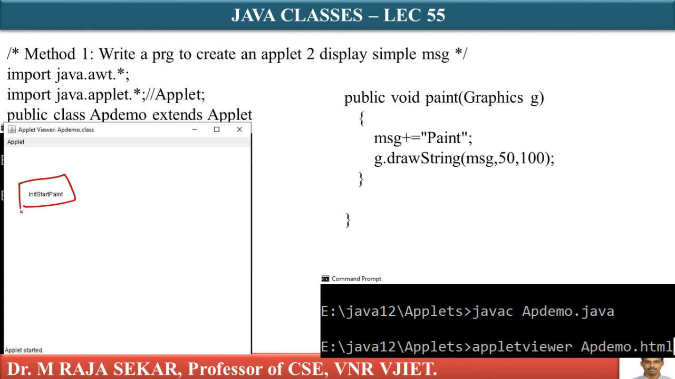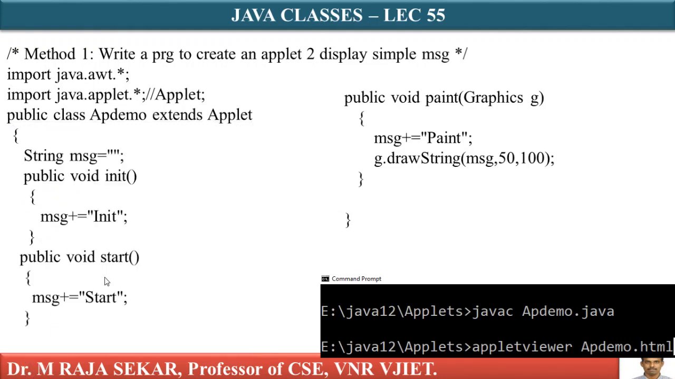You are getting init start paint. What is the reason why you are getting init start paint? Just go back. First, if I execute this program, where will it go? Message is an empty string. It will go to the init method. msg equal to msg plus init. In msg I have an empty string to which I am appending init.